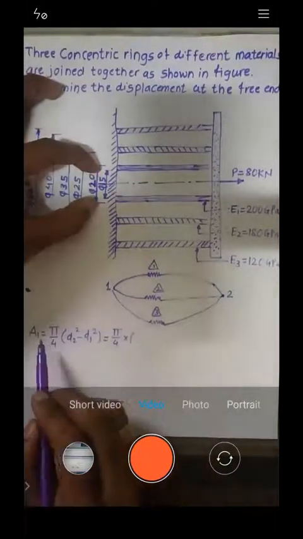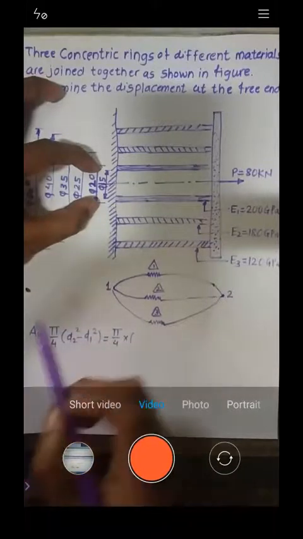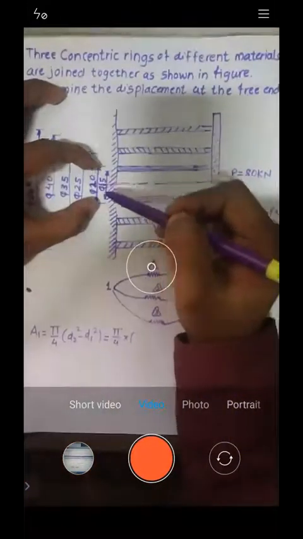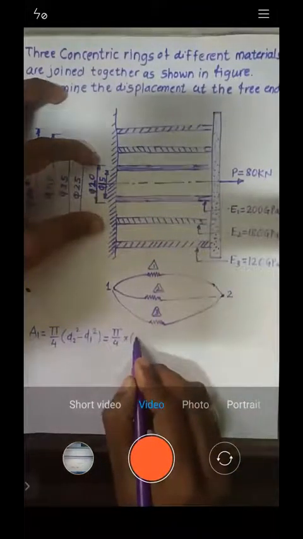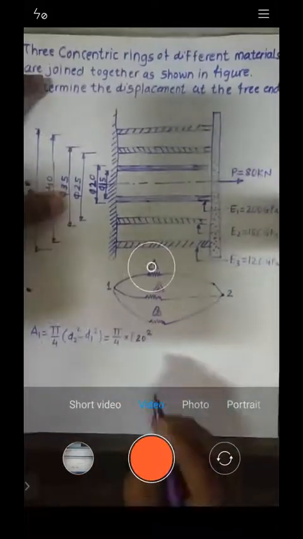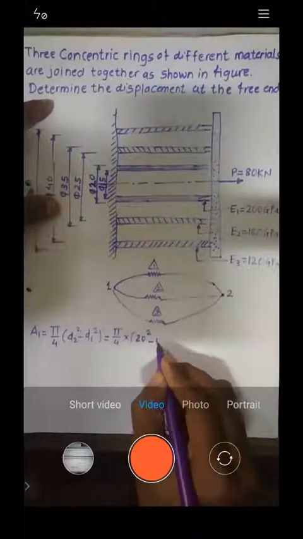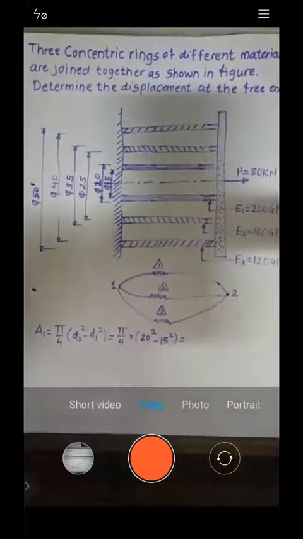Diameter. I am talking about the cross-sectional area of ring 1. For ring 1 there are 2 diameters, one is 20 and the second is 15. Whichever is higher is 20, right? So it is 20 square minus 15 square. Is it okay? Is it okay or not? Let me know.